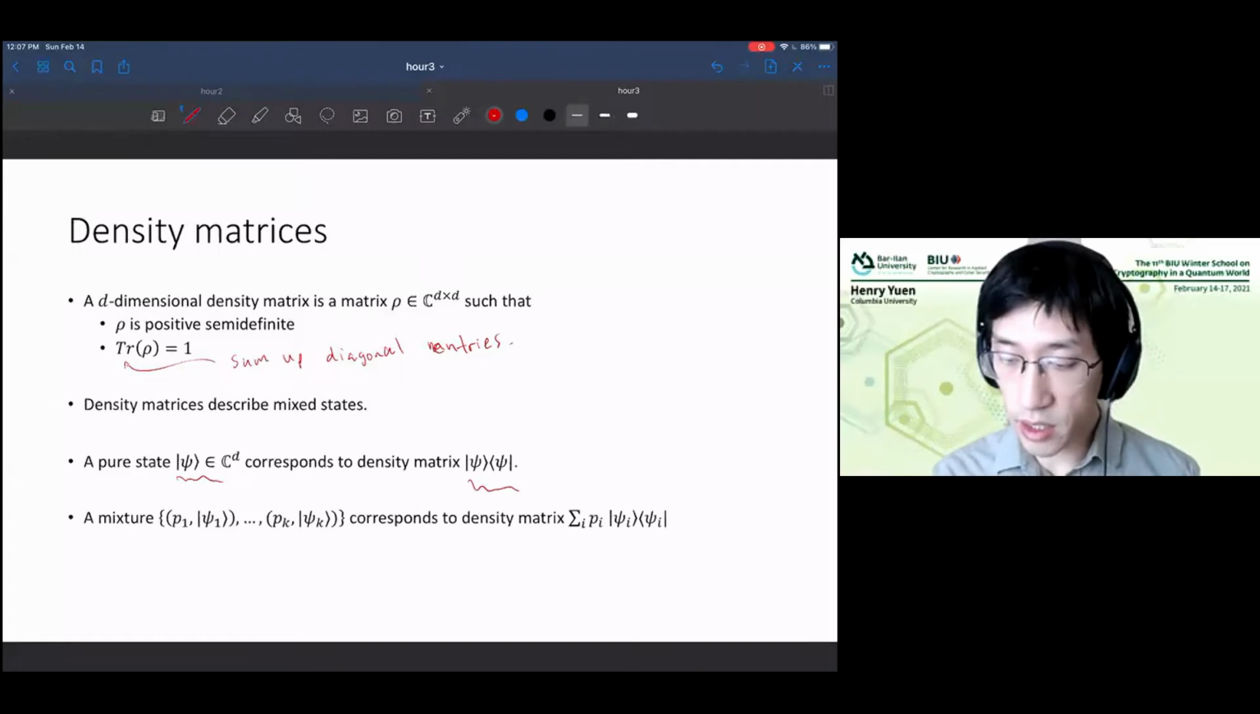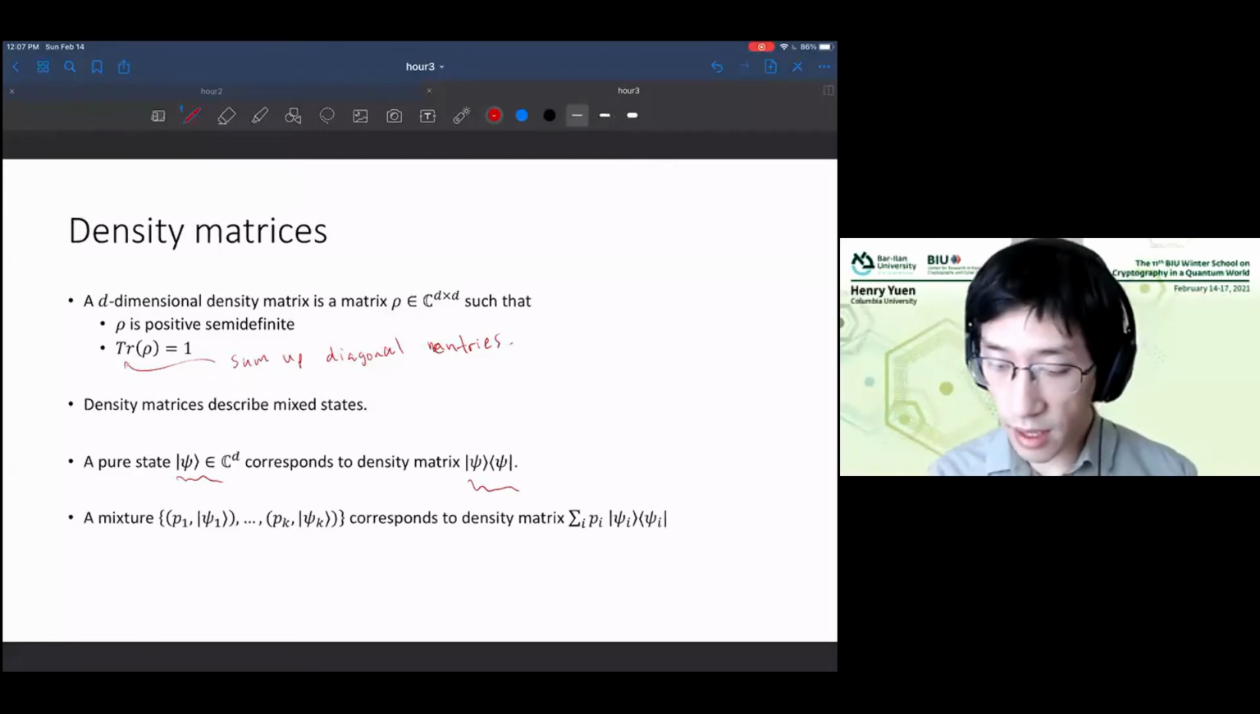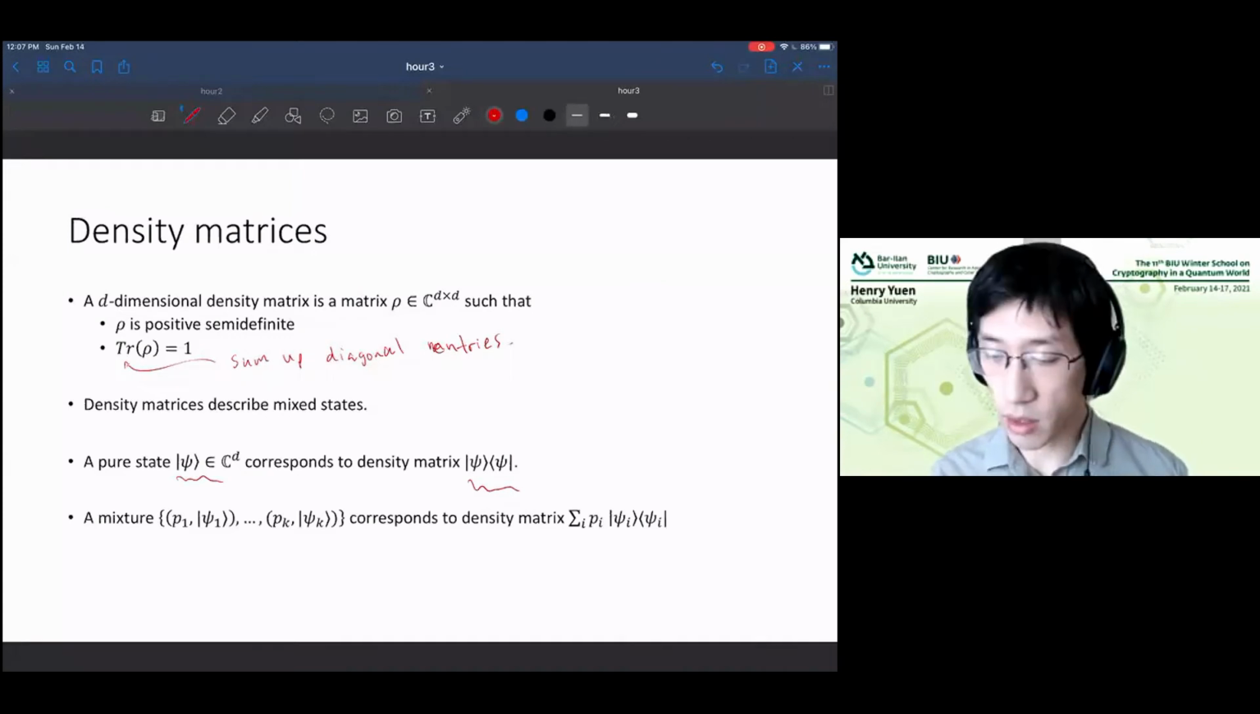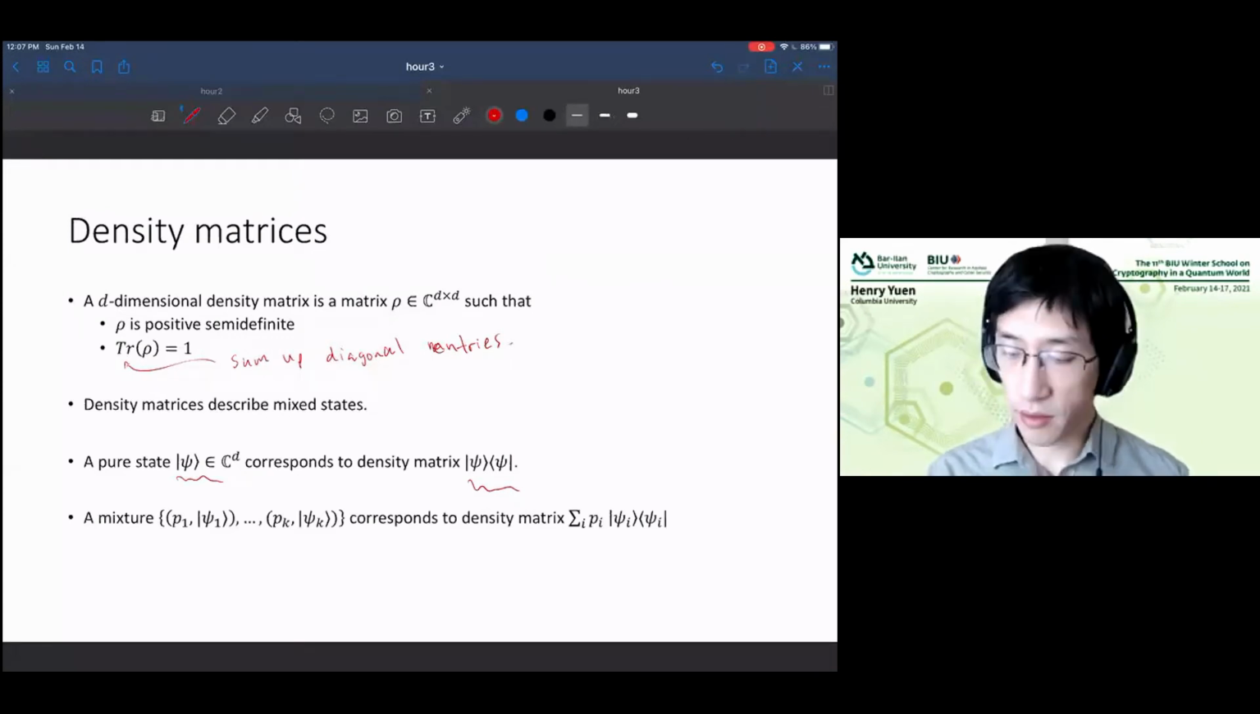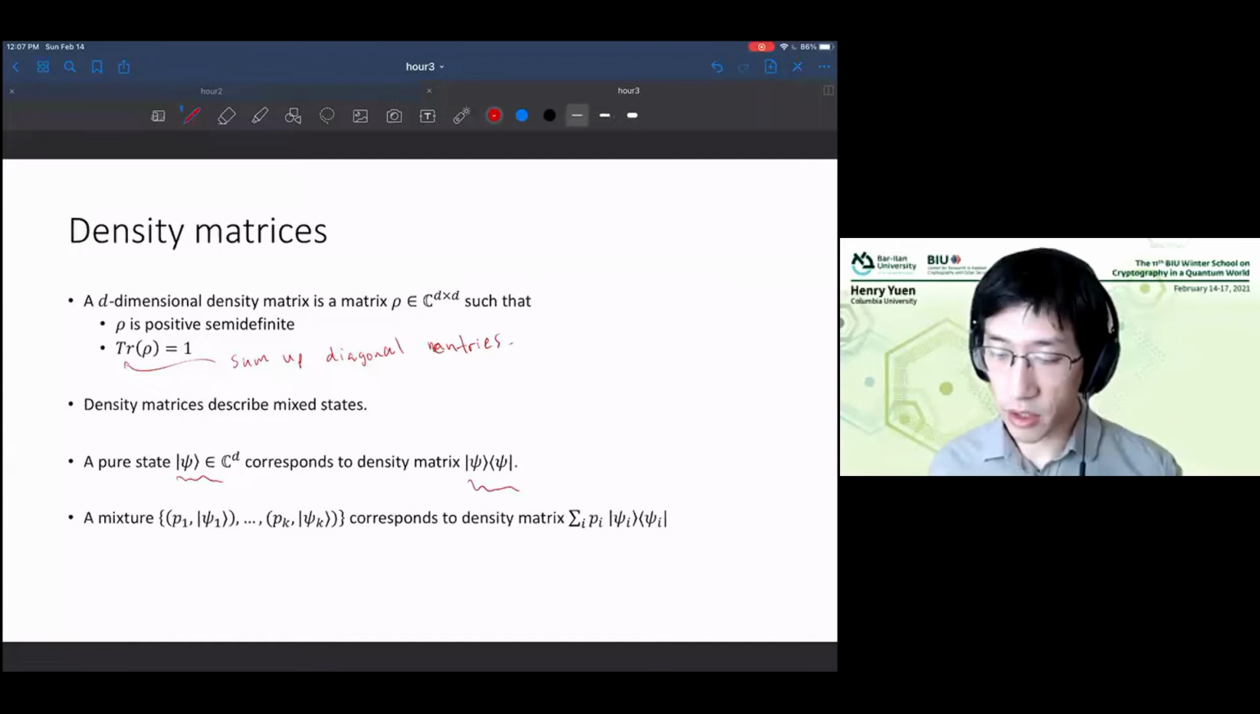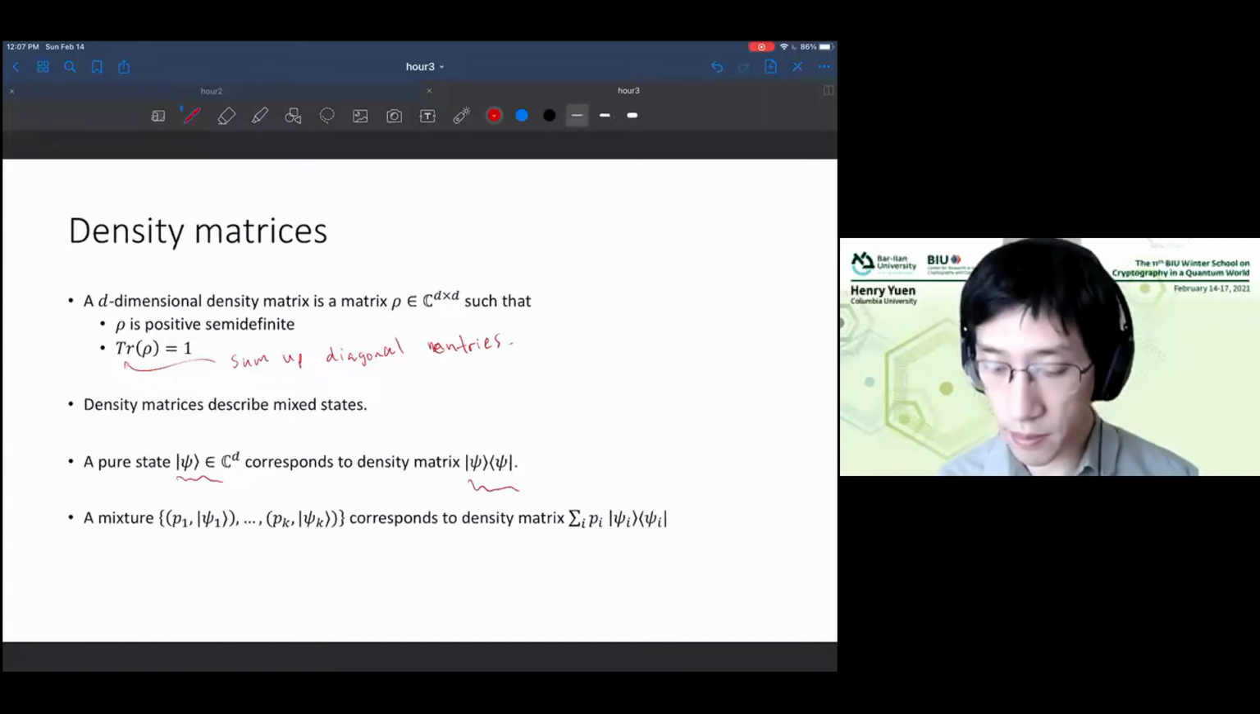This actually is a projection matrix. So it's positive semi-definite. And the trace is indeed 1, right? If you take the trace of this matrix, it's 1. So it's a density matrix.